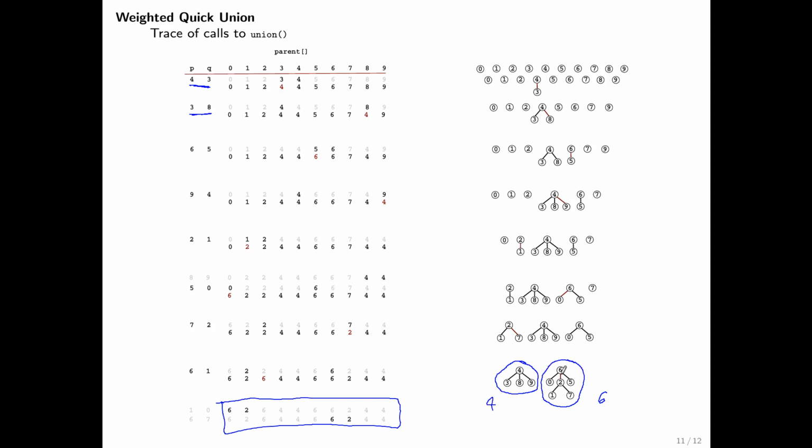And you will see, even with the small example, that the trees here are shallower than what we had in the previous implementation. All right, and as a result, the find operation is fairly efficient. So is the union operation. Okay, so the weighted quick union implementation is much more efficient than the quick union implementation. Right? And certainly much more efficient than the quick find implementation.